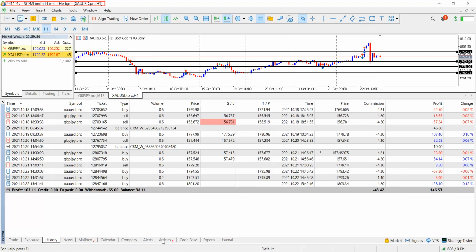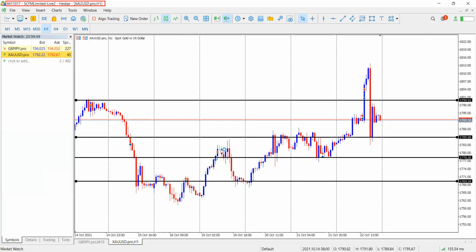Pumzika kidogo alafu unataka to hold tufanye analysis au unataka tuchore support and resistance? Yes. Nataka kwanza nini hiyo ya pips. Calculate hiyo ya pips vizuri. Hiyo pips ni gani? Yes. Hadi? Hiyo ya pips alafu naweza calculate tu ina shida.